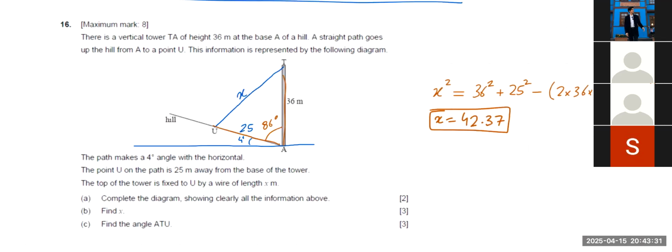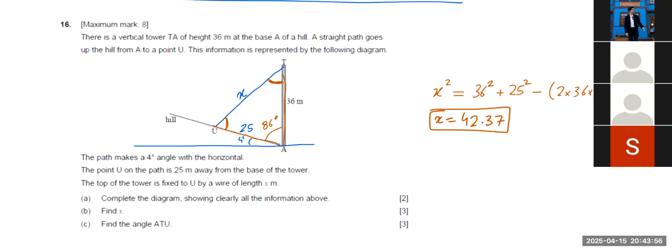So again, the scissor rule really helps with the cosine rule. You don't need to think about anything else. Next up, we have to find an angle, ATU. What do you guys think that is? Do you think that it's this guy or this guy? The second one, exactly. Because ATU means this angle, the one from ATU, so the one at T.